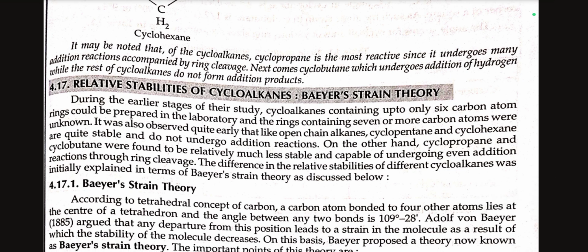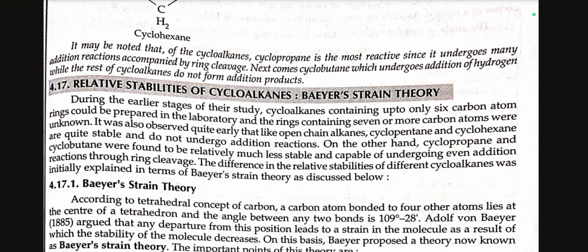During the earlier stage of the study, cycloalkanes containing up to only 6 carbon atoms could be prepared in the laboratory, and the rings containing 7 or more carbon atoms were unknown. It was also observed quite early that, like open chain alkanes, cyclopentane and cyclohexane are quite stable and do not undergo addition reactions. On the other hand, cyclopropane and cyclobutane were found to be relatively much less stable and capable of undergoing even addition reactions through ring cleavage.